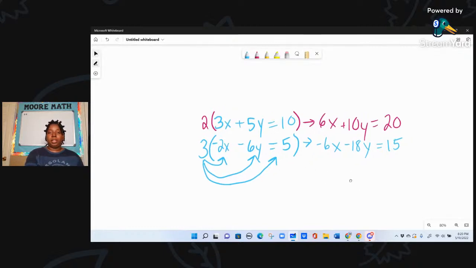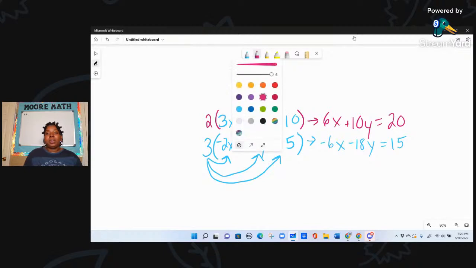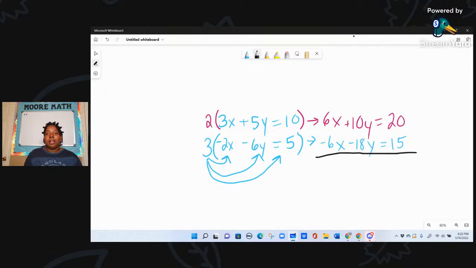So now we've changed everything over. And I'm going to add these two equations. When I look at this equation, now I have my 6 and negative 6. 6x minus 6x is 0. Okay, that's what I wanted. Why? So that I could get y by itself and solve for y. Once I know y, I can plug it back in and solve for x.